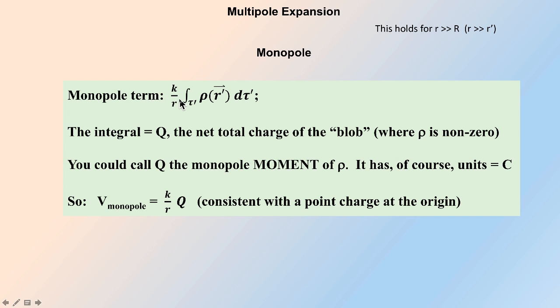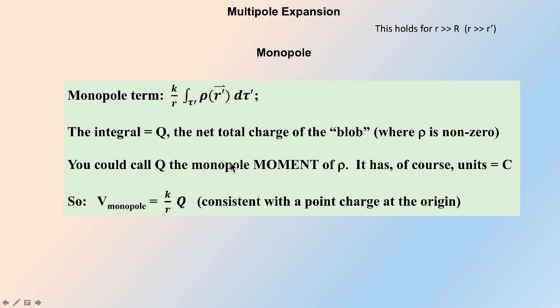So what I said before, this is just the charge density. This is all contained within the tau prime. We just end up with the total charge. So the integral is equal to Q, and that's the net total charge of this blob defined by tau prime, and that's where rho is non-zero. So we can call Q the monopole moment of the charge distribution.